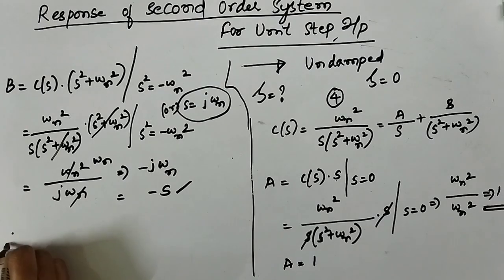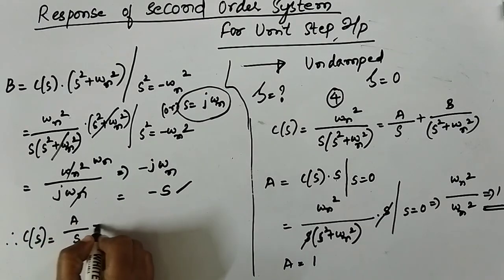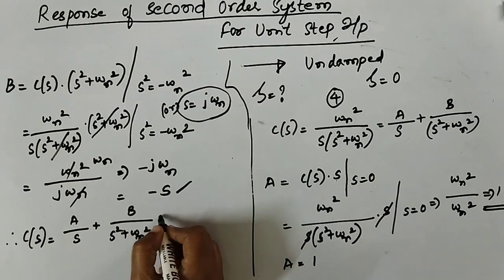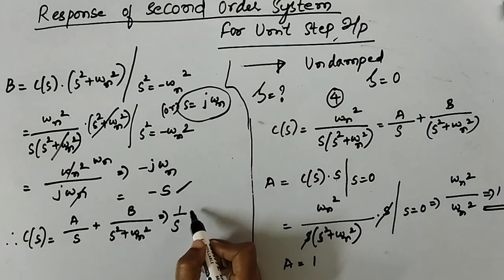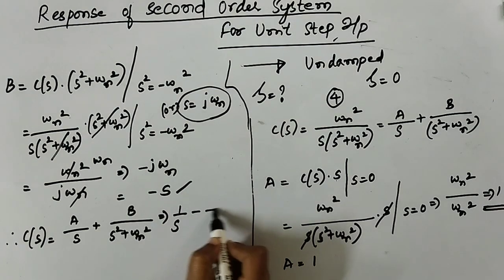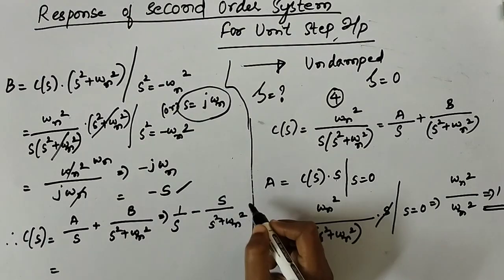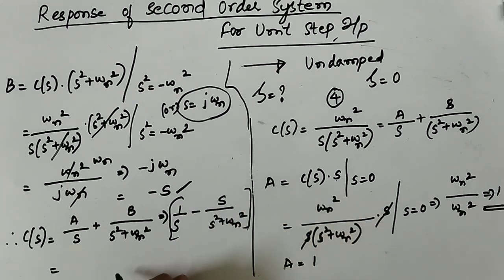Now we get the final solution C(s) equal to A/s + B/(s^2 + omega_n^2). We have got A as 1, so 1/s, and B as minus s, so that is minus s/(s^2 + omega_n^2). This is in terms of s domain. We are supposed to find out in t domain because we are talking about time domain response.